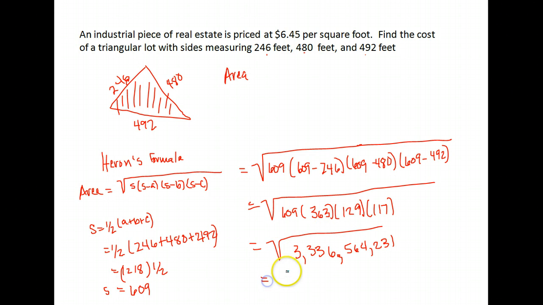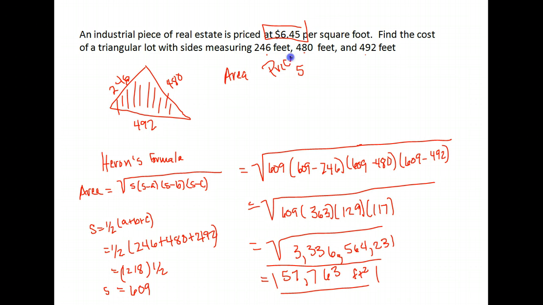Okay, and so I get an area of 57,763.0054 square feet, but I'm just going to round it off. So this is my area right here. It's not my answer because they wanted to know what the cost of this land would be. I now know that its area, the number of square feet it covers, is 57,763. And I know that the price per square foot is $6.45.